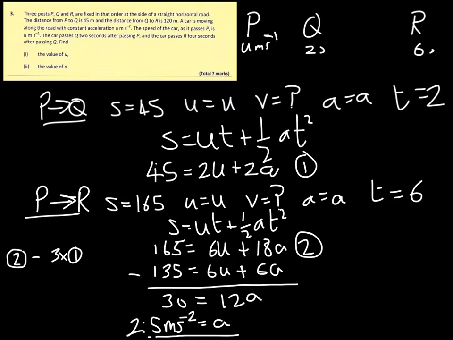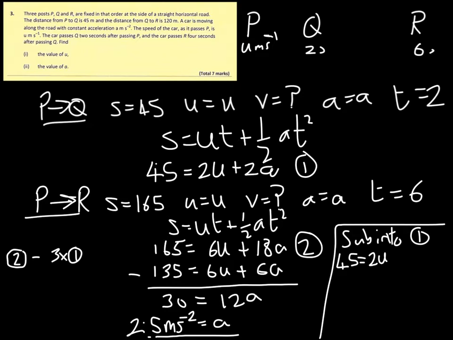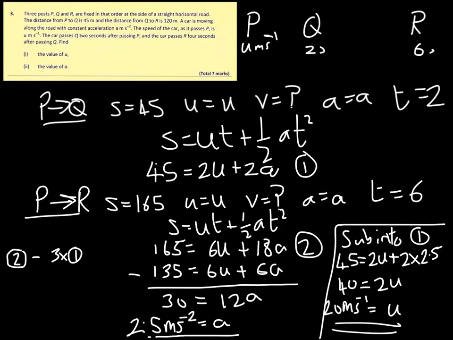And I'm going to sub that into equation 1. So I'm going to get 45 equals 2u plus 2 times 2.5. Okay, and you should then get that 40 equals 2u, so the initial velocity is 20 meters per second. Question done.